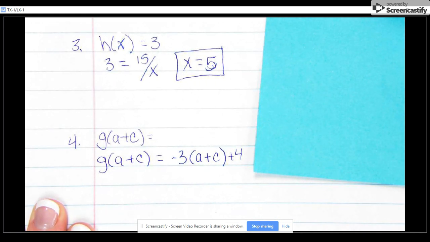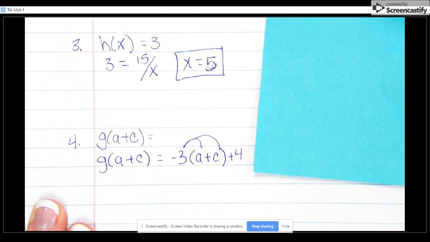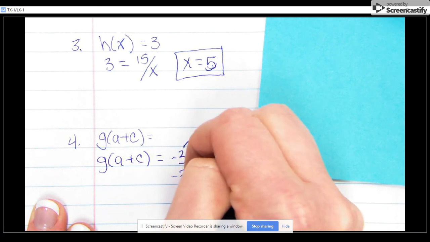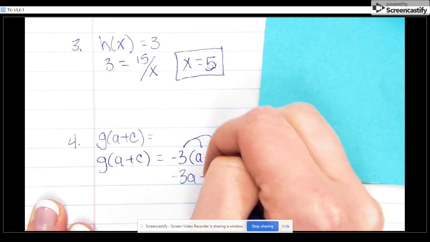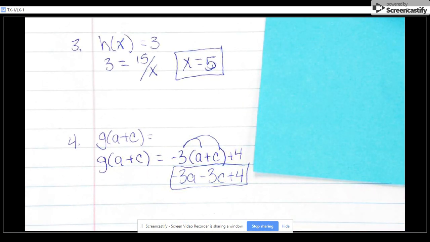Now, before I said you might need to simplify, and this is definitely a case where I can simplify because I can do distributive property. Negative 3 times a is negative 3a. Negative 3 times c is negative 3c, and now I have plus 4. Guess what? That's it. You can't do anything else. You can't combine the a's with the c's, and that 4 doesn't even have a variable at all. So you have your answer. Just try to simplify as much as you can.